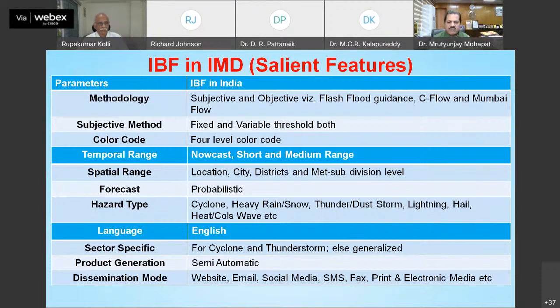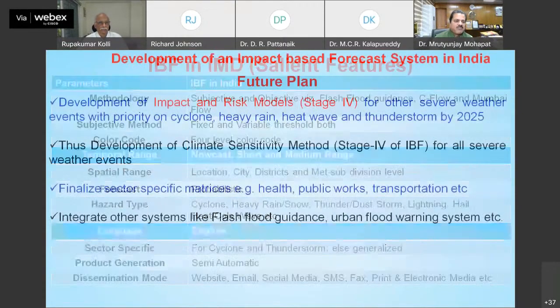Then for hazard type, we have considered all types of hazards, as mentioned here. And for language, we initially had English, but now we have got tri-language, that is English, Hindi, and the local language. All the sector-specific information is being provided almost in a semi-automatic method, utilizing all types of dissemination in the local language, which is helping the local media and the people.